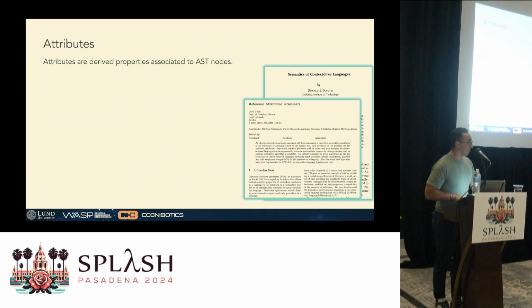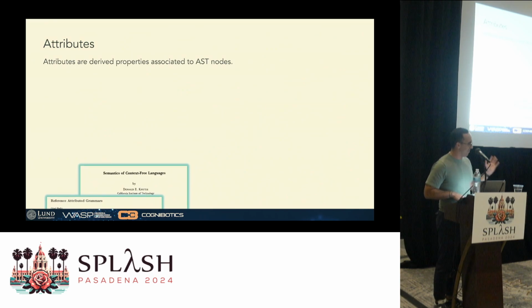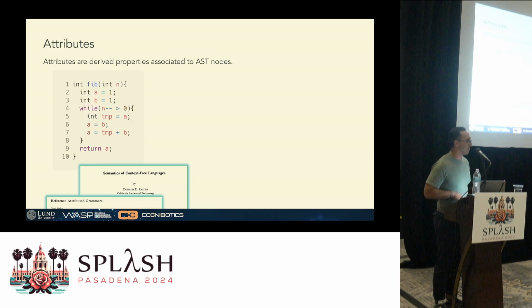So what is an attribute? Well, attributes were first introduced by Donald Knuth in 1968, and then they were extended to the object-oriented paradigm by Hedin. Let me explain what an attribute is with an example. So again, let's consider our buggy Fibonacci example.